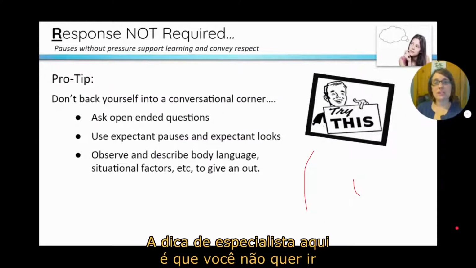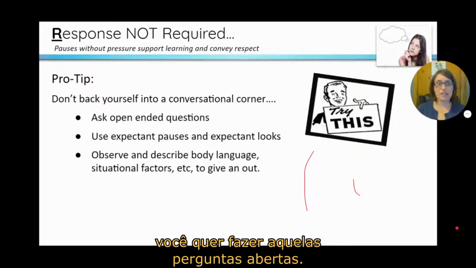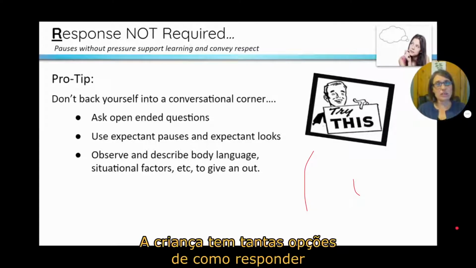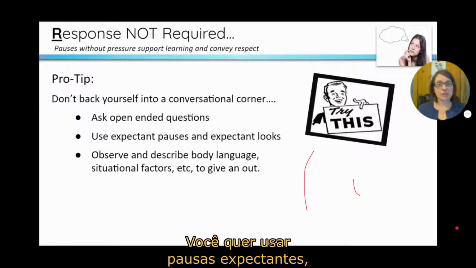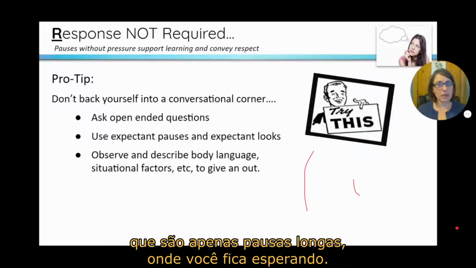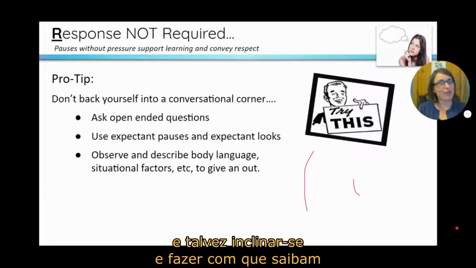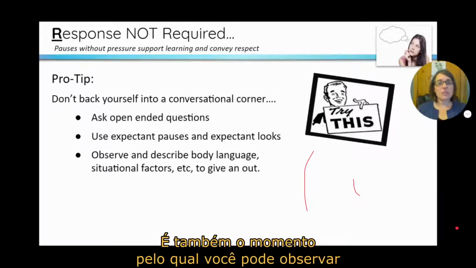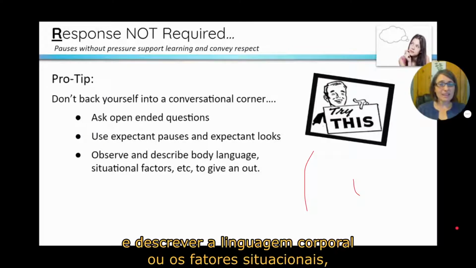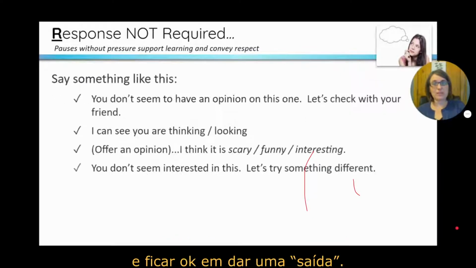So the pro tip here is that you don't want to back yourself into a conversational corner. You want to ask those open-ended questions where the child has so many options about how they can respond, and you can attribute meaning to that. You want to use expectant pauses. So these are just long pauses where you're waiting, and expectant looks where you are anticipating and perhaps leaning in and letting them know, it's your turn. What do you have to say? I'm listening. It's also a time when you might observe and describe the body language or the situational factors and determine if you need to give an out, and be okay with giving an out.